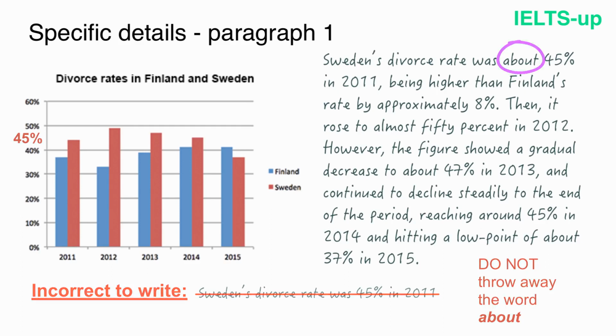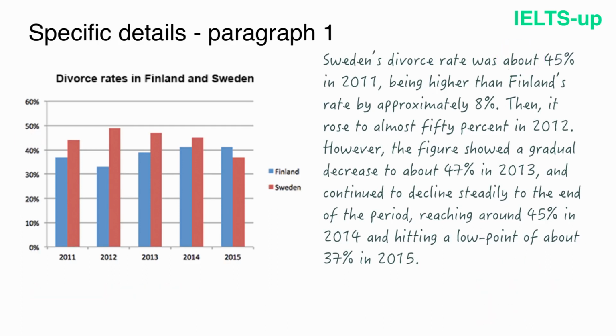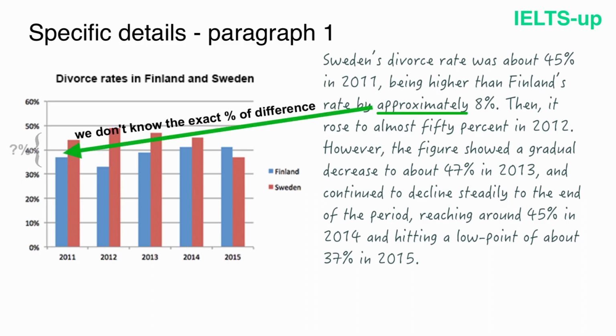Then I compare Sweden's rate to Finland's rate by writing, "Sweden's divorce rate was about 45% in 2011, being higher than Finland's rate by approximately 8%." Again, I use the word "approximately" because we don't know the exact percentage of difference.